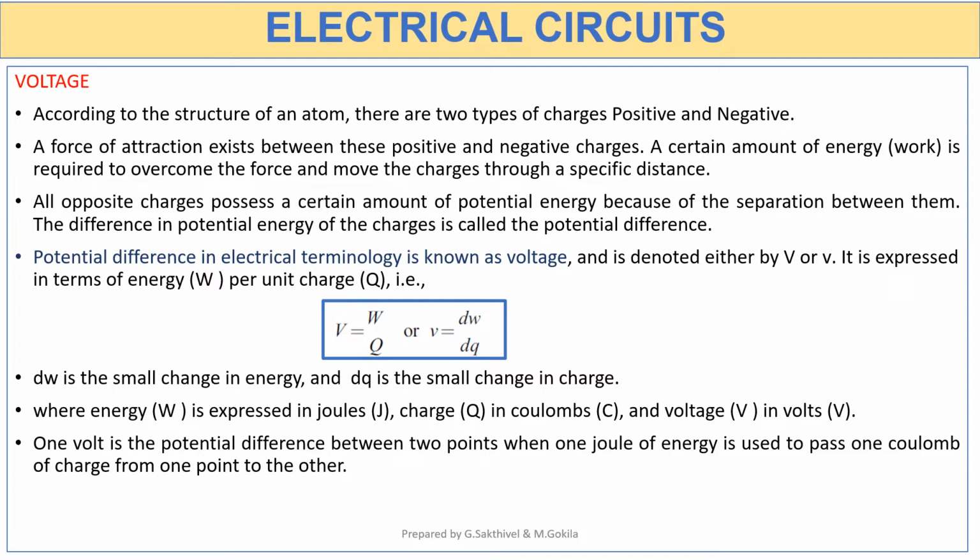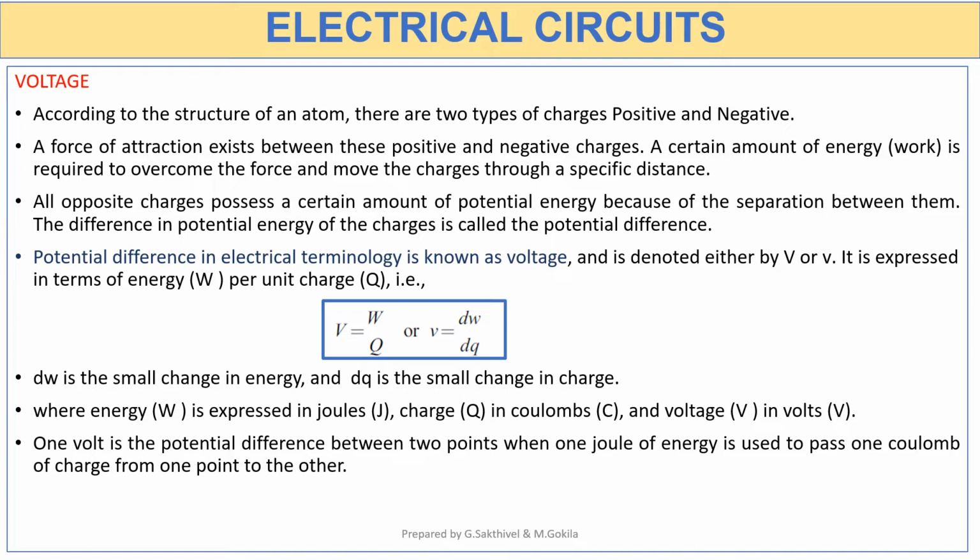A force of attraction exists between these charges, that is positive and negative charges. A certain amount of energy is required to overcome the force and to move the charge through a specific distance. All the opposite charges possess a certain amount of potential energy because of the separation between them. The difference in potential energy of the charge is called potential difference. In electrical terminology, the potential difference is termed as voltage and it is denoted by the letter V.